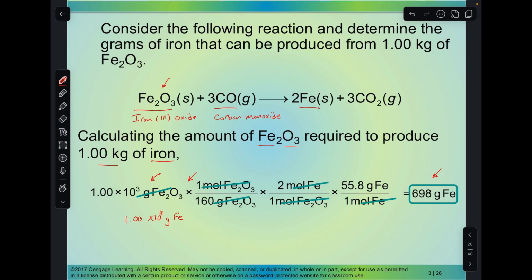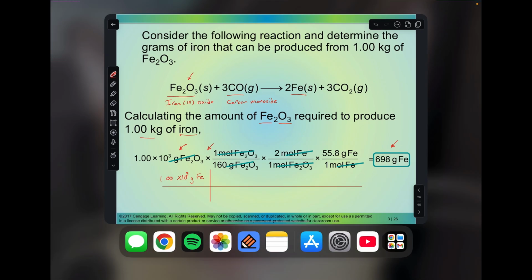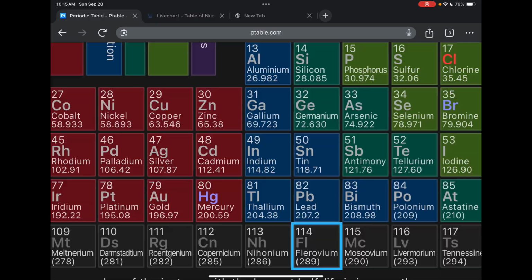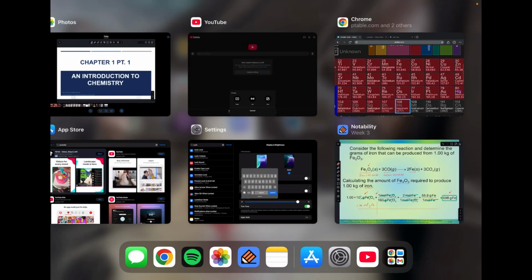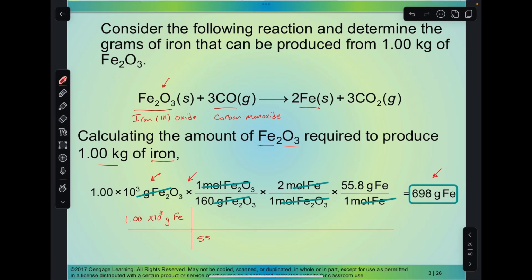And we're going to start on this side. So 1 kilogram of iron. We will then use the molar mass of iron. So let's look that up real quick. And we have iron, which is right there, 55.845. So that's 55.845 grams in 1 mole of iron.